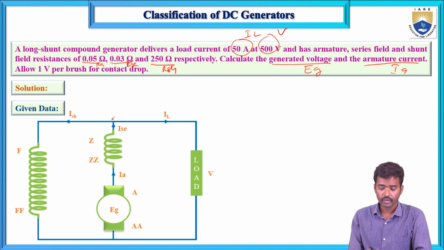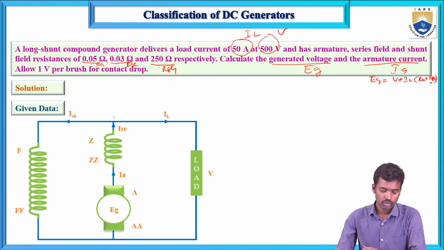Now, what about EG? EG equals V plus IA into RA plus R series. Don't mug up this one. EG equals IA RA plus V plus I series R series. But here IA equals I series, so IA is a common term. So EG equals V plus IA times RA plus R series, since it is the same current. Now to calculate this armature current.